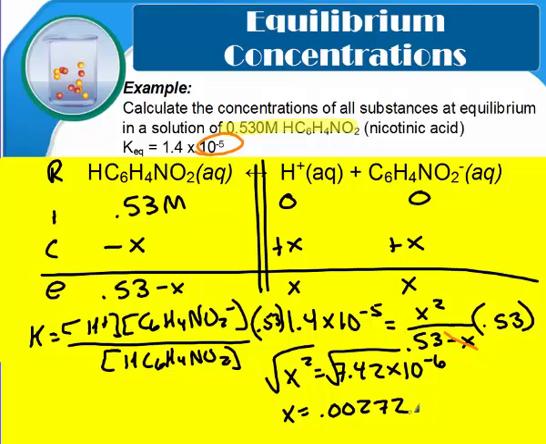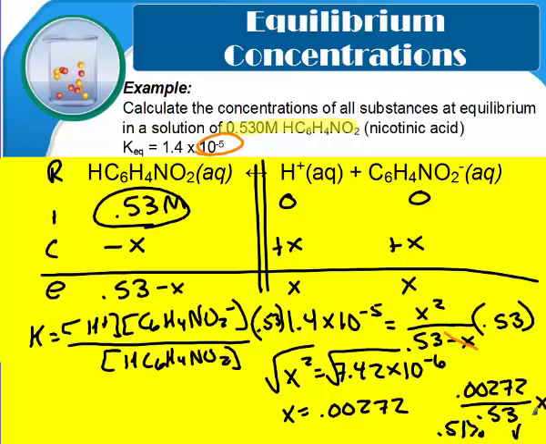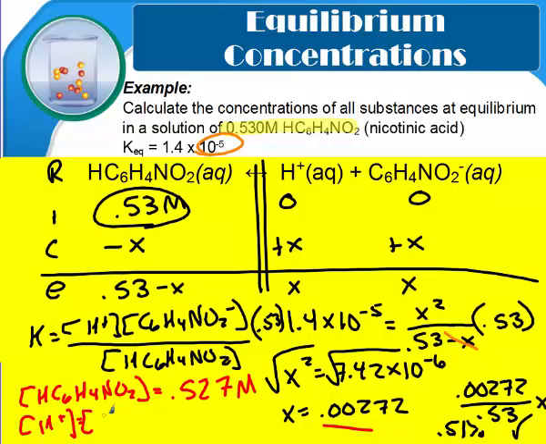Because we ignored the minus x, remember that we do need to calculate our percent dissociation. So that's our x over initial concentration times 100. We get 0.51%. That's much less than 5%, so we were good in our assumption. And so our equilibrium concentrations, we got 0.53 minus x gives me a final concentration of 0.5273, and our concentration of H is equal to concentration of C6H4NO2, and that's x.